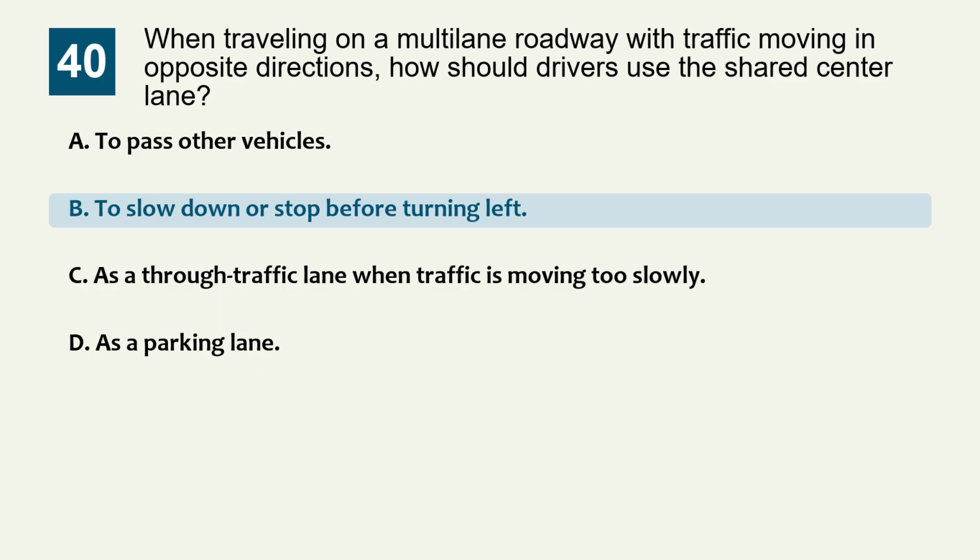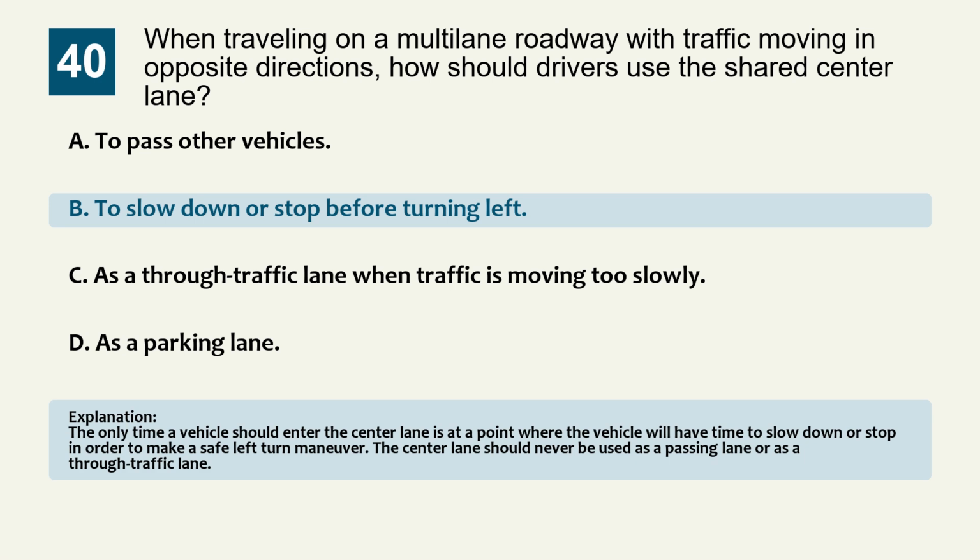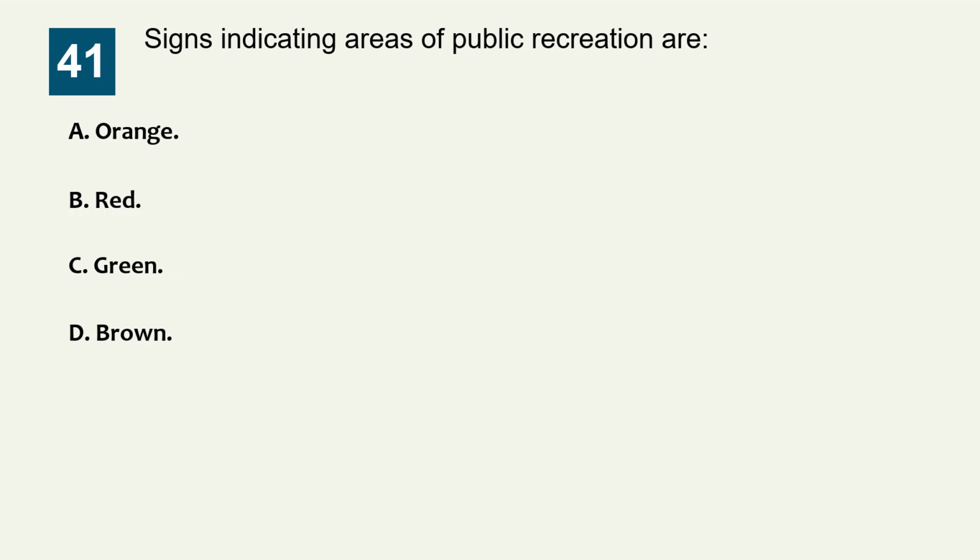The correct answer is option B, to slow down or stop before turning left. Explanation. The only time a vehicle should enter the center lane is at a point where the vehicle will have time to slow down or stop in order to make a safe left turn maneuver. The center lane should never be used as a passing lane or as a through traffic lane. Question 41. Signs indicating areas of public recreation are: Option A, orange. Option B, red. Option C, green. Option D, brown.